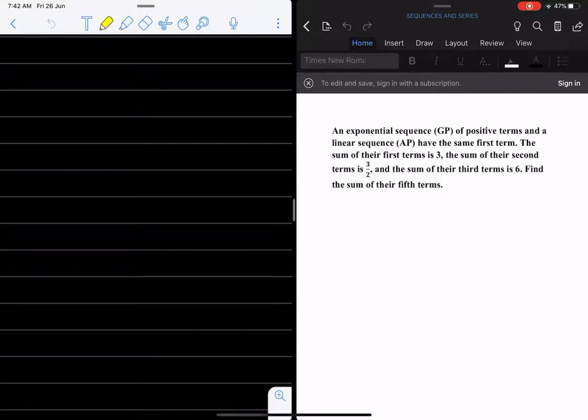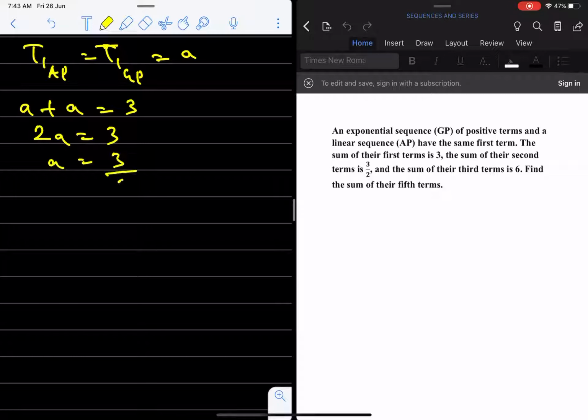All right. We know that the first term of the AP, the linear sequence, is the same as the first term of the exponential sequence GP, and that's A. The sum of their first terms is 3. That means A plus A, since the first term of the AP is A and the first term of the GP is also A, is equal to 3. That means 2A equals 3, and that means A equals 3 over 2.